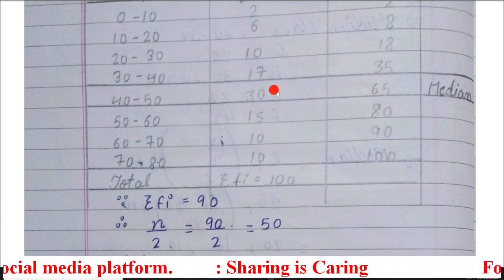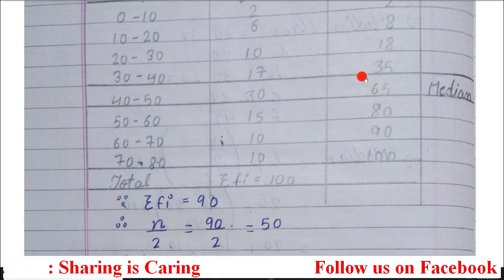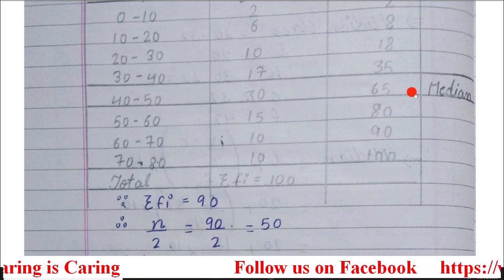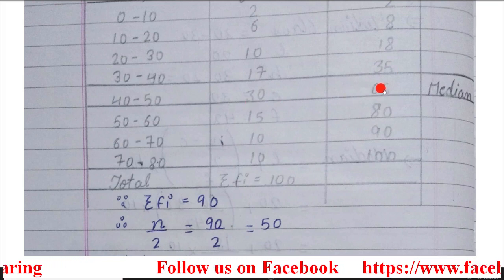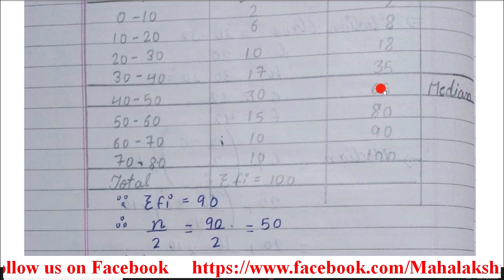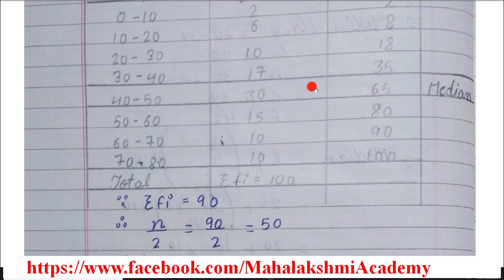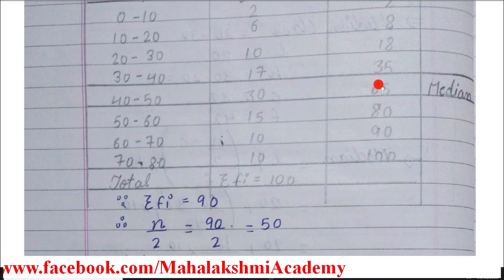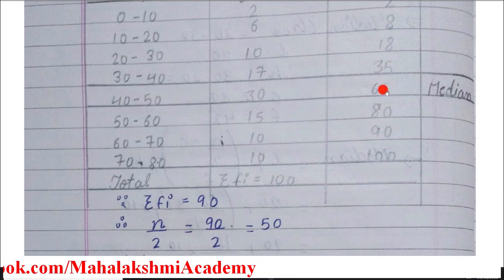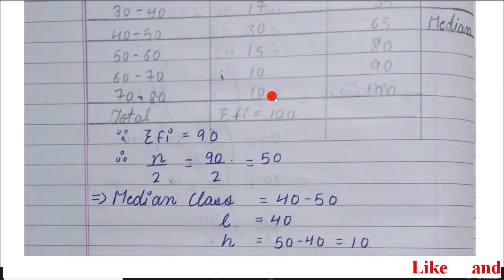So here you have to take care that for C you have to select the one which is just before. This 65 is only helpful to select the median class. Other than that we are not going to use the 65 at any place. This 65 is only helping us to find out which is going to be the median class because it is just greater than 50. Except that there is no use of 65. So C is going to be the preceding one. Preceding means the one before. So 35 is your C and F is 30.